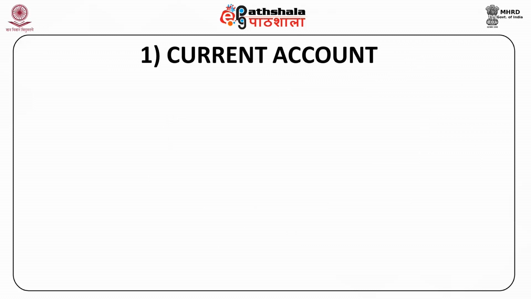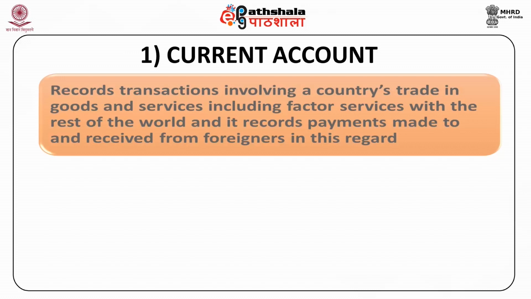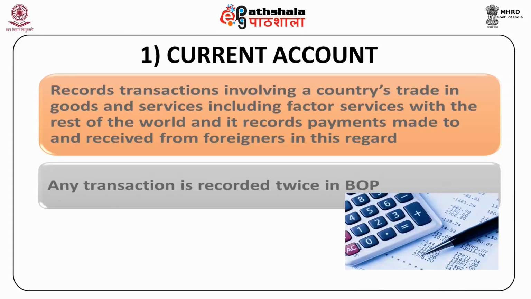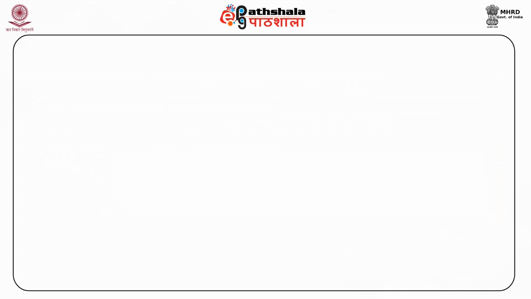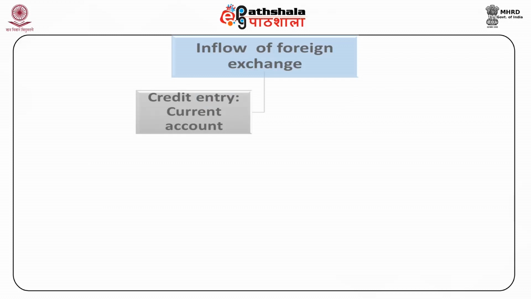The current account records transactions involving a country's trade in goods and services, including factor services, with the rest of the world, and it records payments made to and received from foreigners in this regard. Any transaction is recorded twice in the balance of payment account. In general, transactions involving the inflow of foreign exchange are recorded as a credit entry in the current account, with the corresponding debit entry appearing in the capital account.